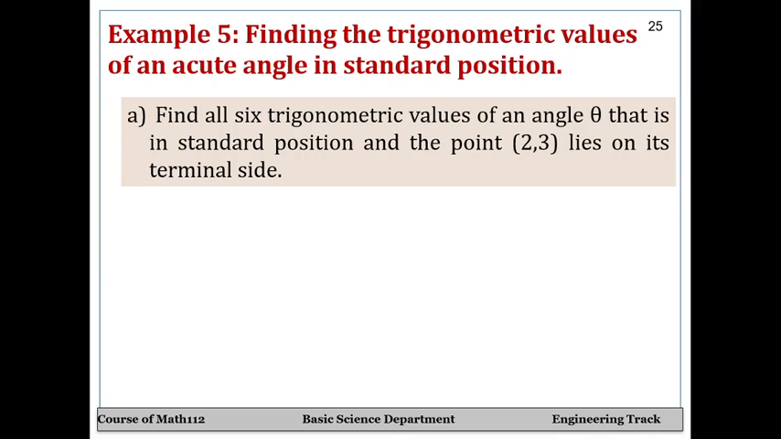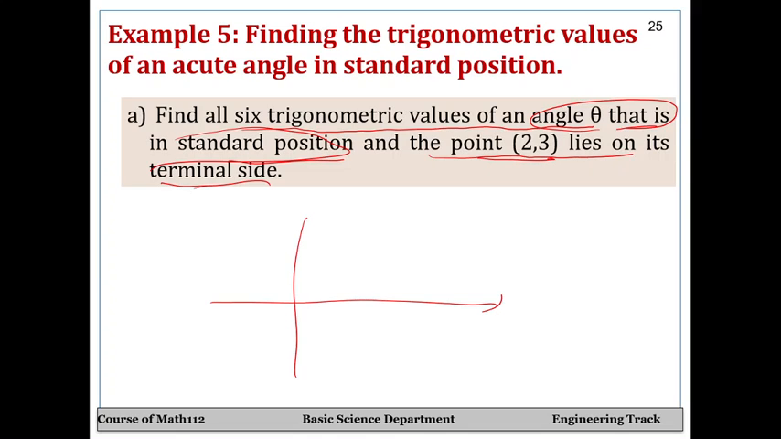Now let's look at this example. It says find all 6 trigonometric values of an angle theta that is in standard position and the point 2, 3 lies on its terminal side. So here we have an angle that is in standard position and the point 2, 3 lies on its terminal side.